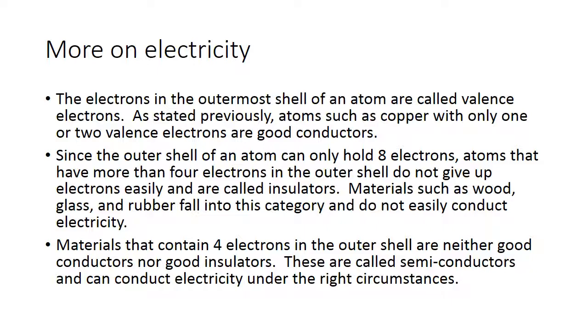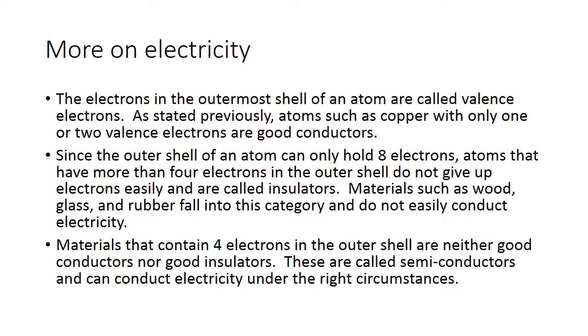On the other hand, since the outer shell of the atom can only hold 8 electrons, if you have an atom that has more than 4 electrons in the outer shell, it's already pretty close to being a stable atom because it's already almost got its outer shell filled up with electrons. Because of this, these electrons in the outer shell don't become dislodged very easily, and so these materials that have more than four electrons in the outer shell do not make good conductors of electricity, and in fact, for that reason, they're called insulators. So materials such as wood, glass, and rubber fall into this category, and these materials do not easily conduct electricity.